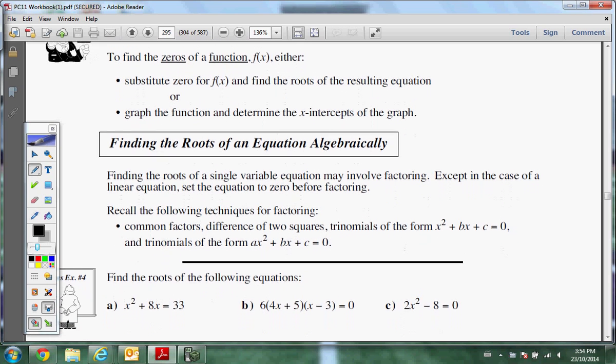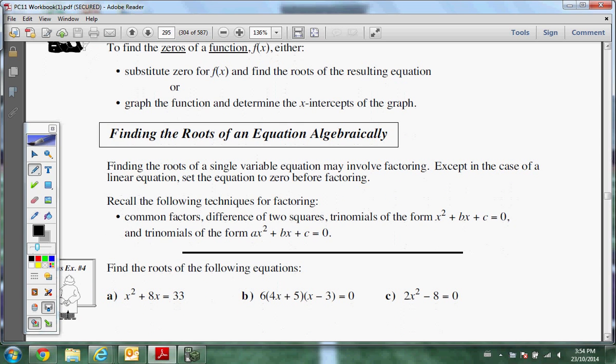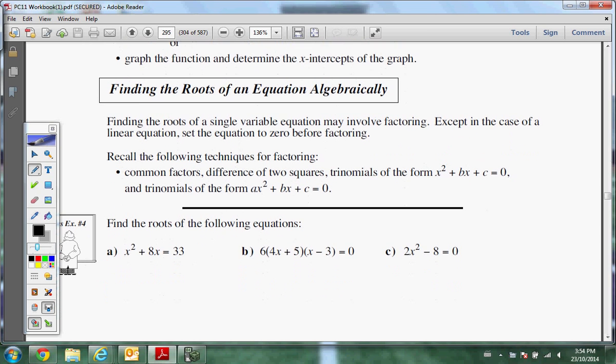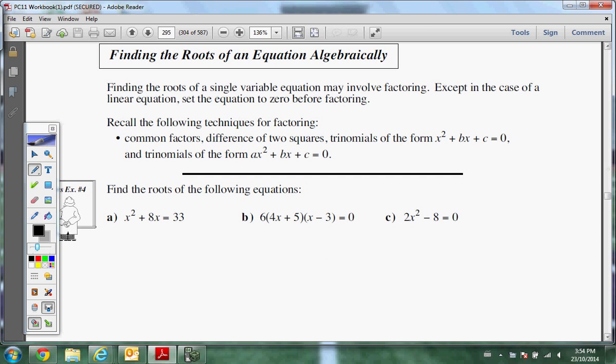All right, so finding zeros of function. Find zeros of function, f of x, either substitute a 0 for f of x or make your y 0. Graph the function and use the 0 feature. Determine the x-intercept. So whenever it says find the zeros of function, you're looking for the x-intercepts on the graph, or you're trying to do the 0 property with factoring. Okay. All right. Find the roots algebraically. So find the roots of the following equations algebraically.